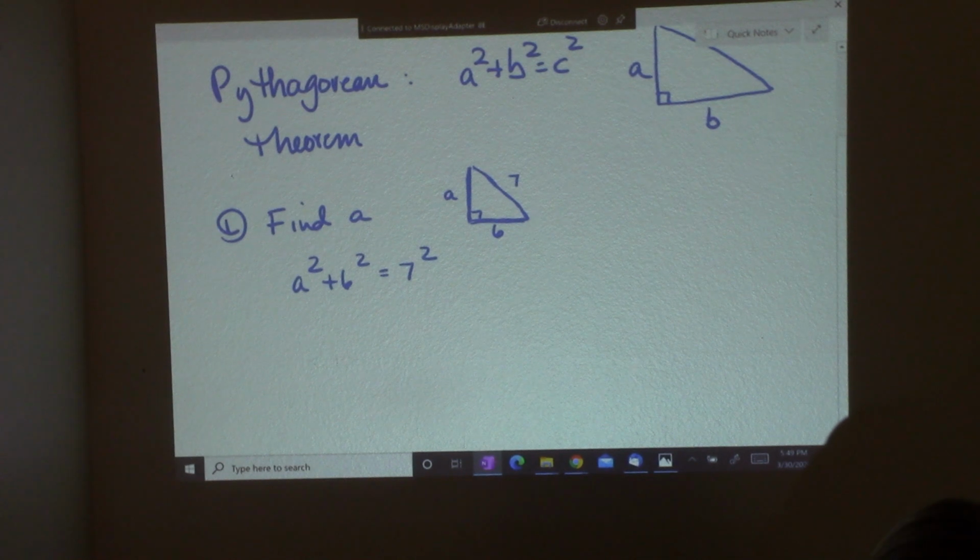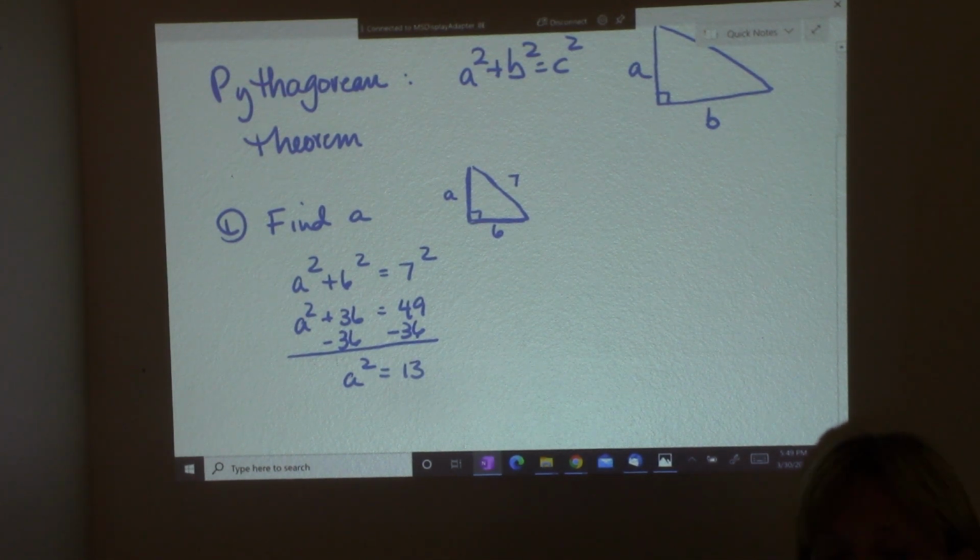All right, so let's solve for A. I'm going to work this out. 6 squared is 36 and 7 squared is 49. And then I'm going to subtract 36 from each side, so I get A squared equals 13.